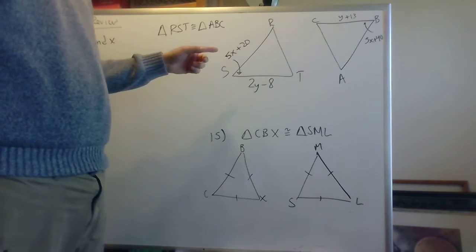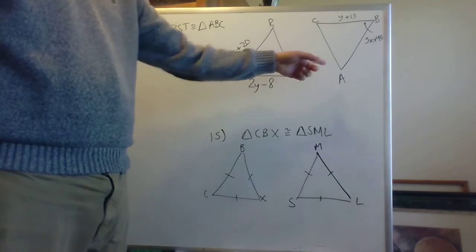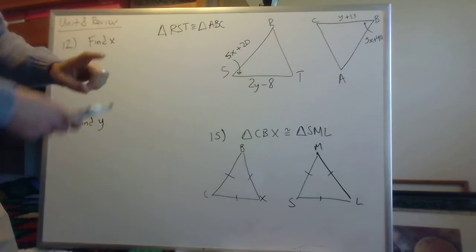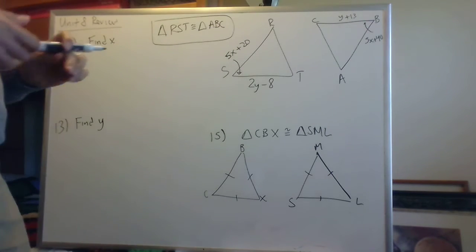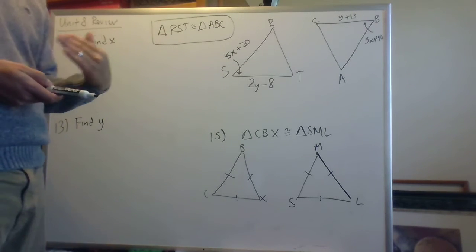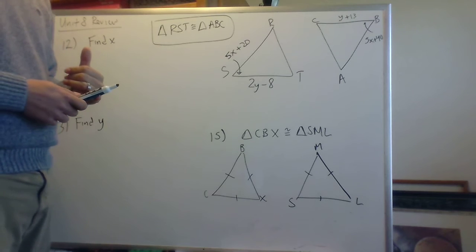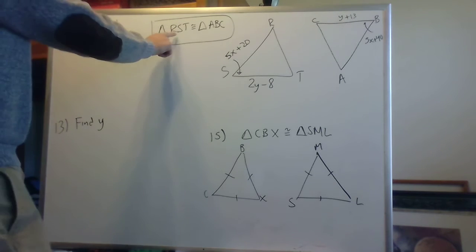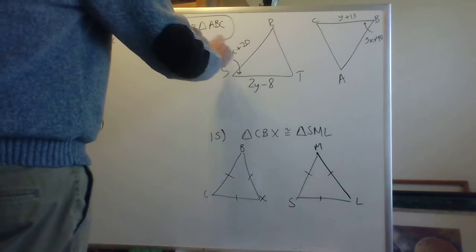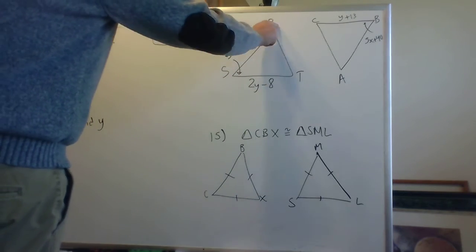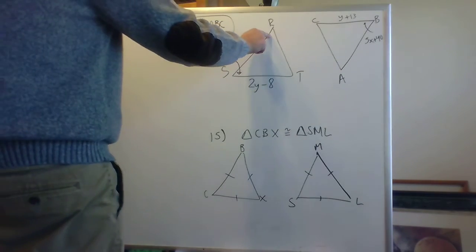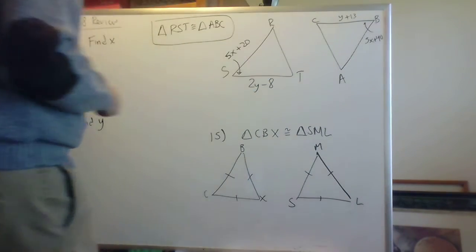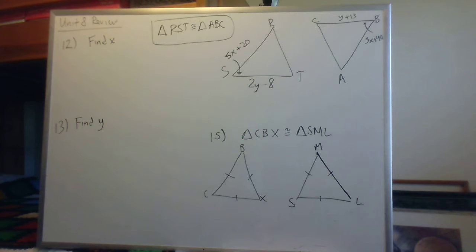Triangle RST and triangle ABC. And it says that these two triangles are congruent. That means that they're equal to each other. So if it's congruent, that means the sides are equal to one another. So side RS is congruent to AB. Angle R is congruent to angle A. And so we can find specific information if they're congruent to one another.